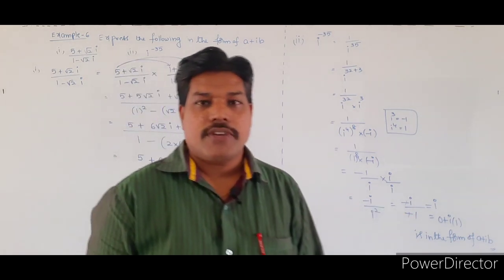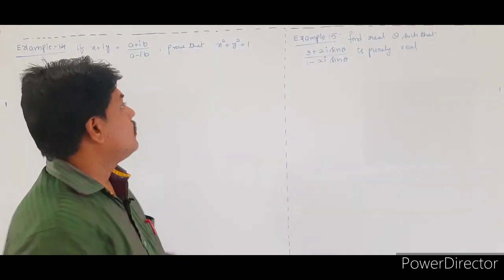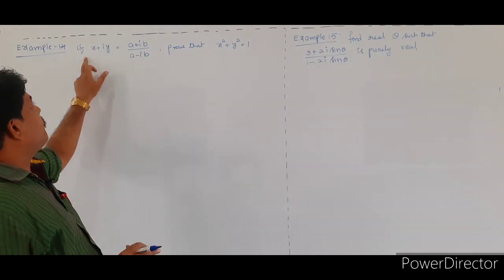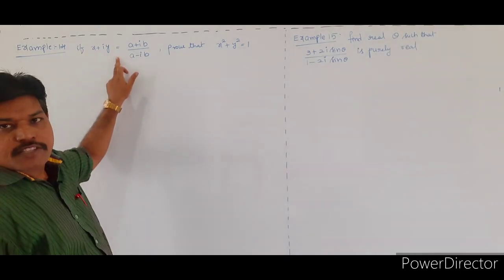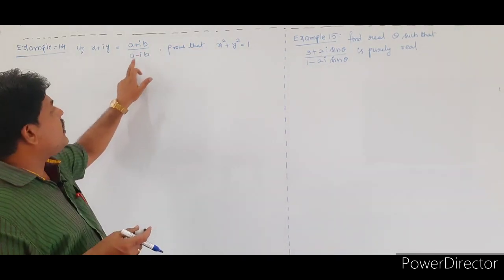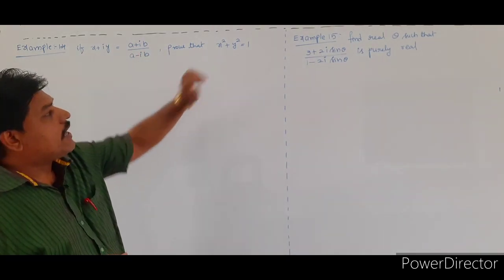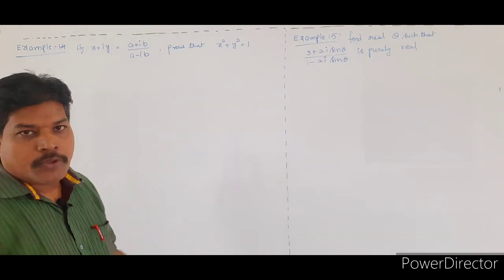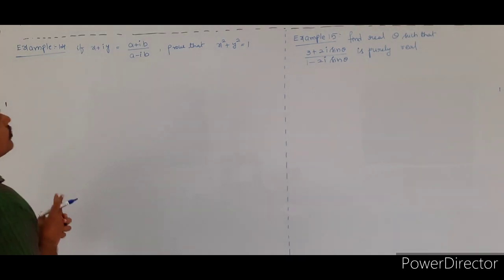See that question once again, students. See example number 14. What is example number 14? If x plus iy is equal to a plus ib by a minus ib, prove that x square plus y square is equal to 1. X square plus y square is equal to 1.